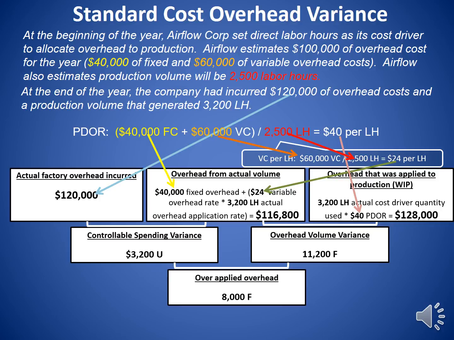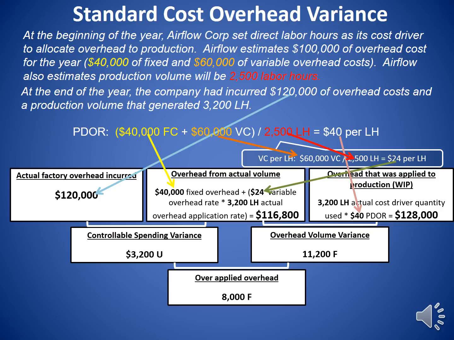So I take the $120,000 and compare it to the $116,800, and I end up with a controllable spending variance of $3,200. You can see my actual is greater than the overhead that should have been from my actual volume. So my controllable overhead spending variance showed that I spent $3,200 more than I should have.